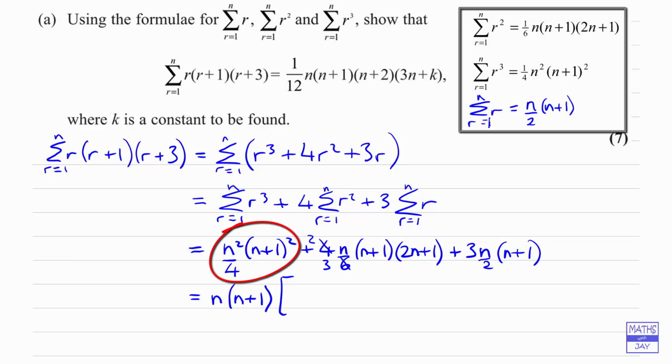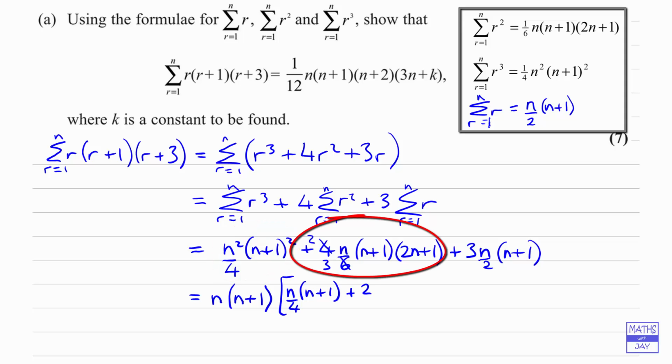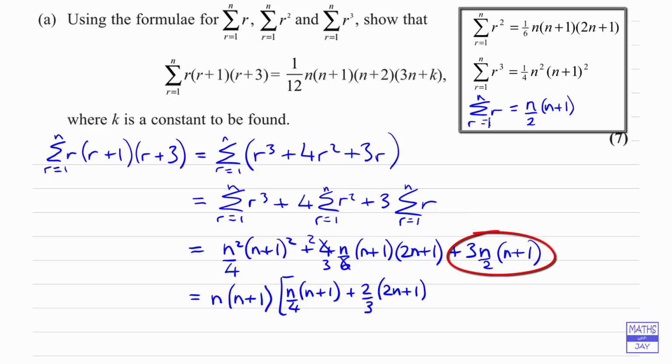So the first one is going to give us n times n plus 1 over 4, and then we've got 2/3. The n and n plus 1 we've already got outside the bracket, so all we've got left there is 2n plus 1, and at the end we've only got the number left, haven't we? Just the 3/2. So it's not as bad as it looked. So we haven't got to do masses of multiplying out.